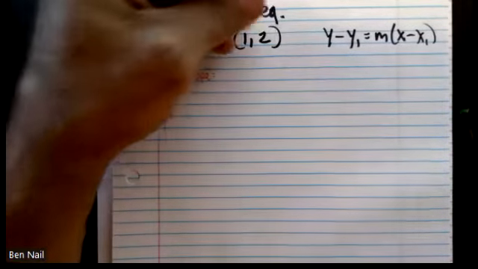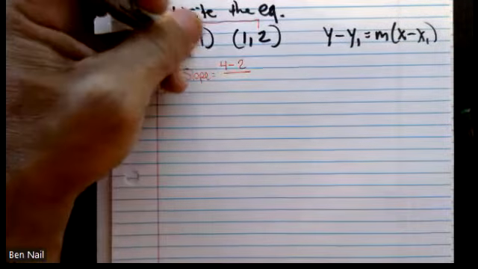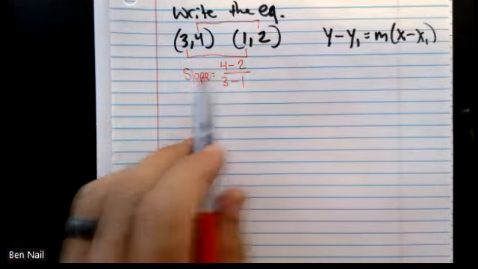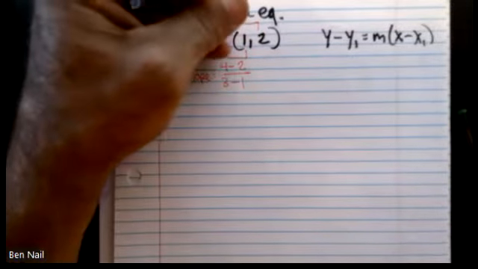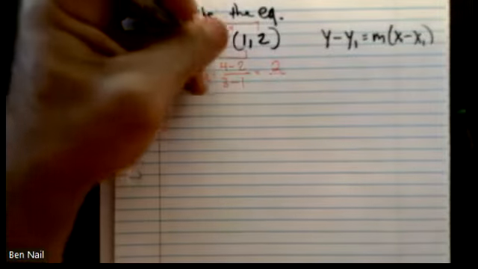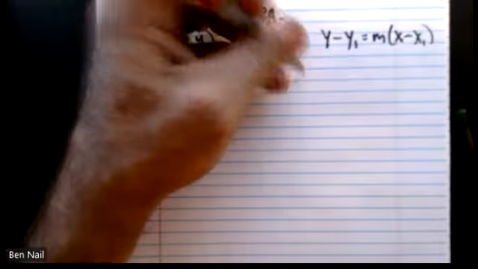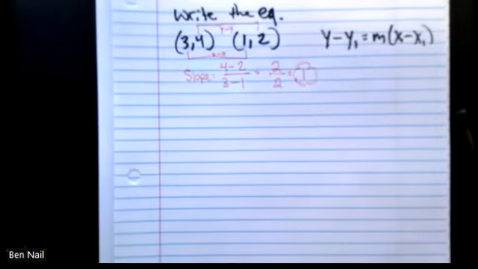Remember, to find slope, it's y minus y over x minus x. So again, if they give you 2 coordinates, step 1, you got to find the slope. Subtract your y's on top. 4 minus 2 is 2. Subtract your x's on the bottom. 3 minus 1 is also 2. 2 over 2 is 1. So there's my slope.